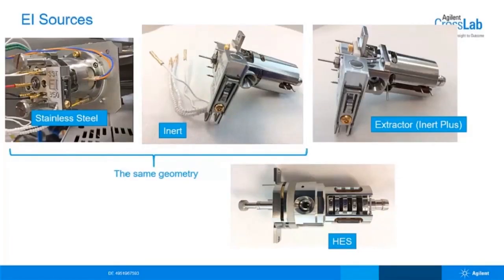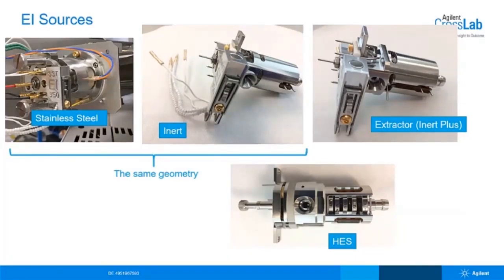And finally, on the bottom is the high efficiency source, or the HES. We won't be discussing the HES source today, but that source is specialized for very low concentration detection.